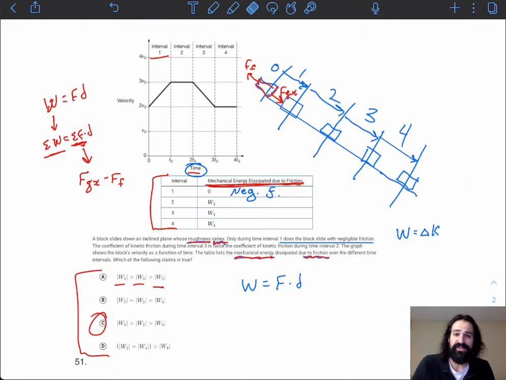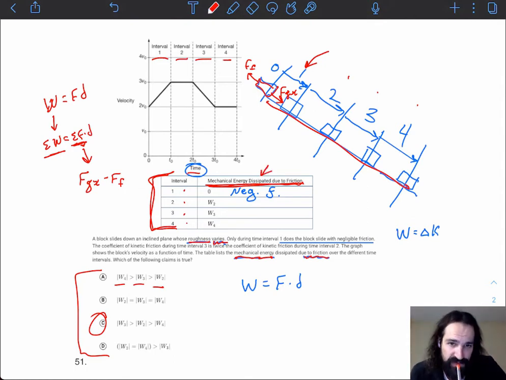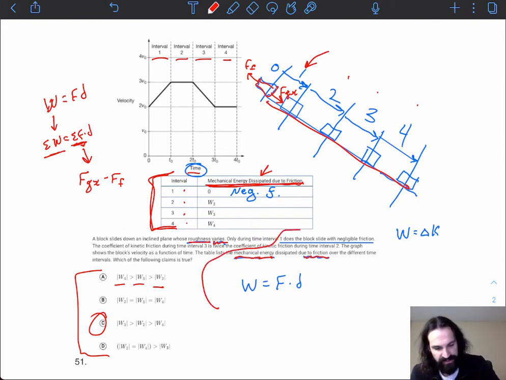All right, so number 50 is a doozy. I don't expect anyone to have gotten this, but it's a good learning tool. So if you've read the problem, we have 4 intervals, interval 1, 2, 3, and 4, for a block on an incline, and I've drawn them over here. This is phase 1, phase 2, phase 3, phase 4. And in this diagram, we have, for each of these intervals, the amount of energy dissipated due to friction. So during phase 1, there was no energy dissipated due to friction, which they said in the question. During phase 1, the block slides without friction. And then in the other 3 phases, there are varying amounts of friction.